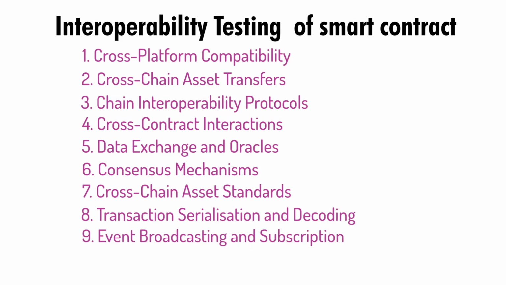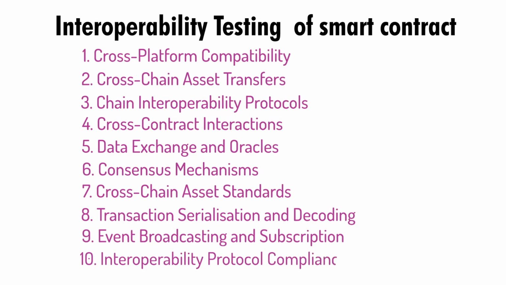Event broadcasting and subscriptions. Test the contract's ability to broadcast and subscribe to events occurring on the other chains or platforms. Verify that the contract can publish the events and allow external contracts or systems to subscribe to these events, enabling cross-chain event notifications.